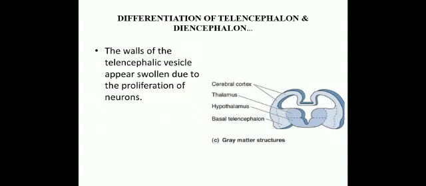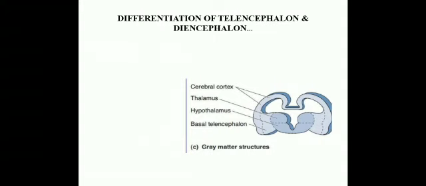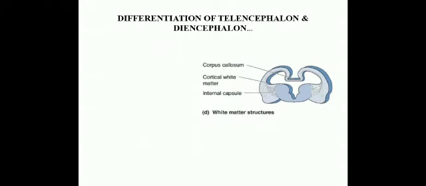The walls of the telencephalic vesicles appear swollen due to the proliferation of neurons. So, in the upper part it gives rise to the cerebral cortex, and in the lower part it gives the basal telencephalon. In the basal telencephalon there will be a sulcus, the hypothalamic sulcus, which will divide and give rise to the thalamus and the hypothalamus.